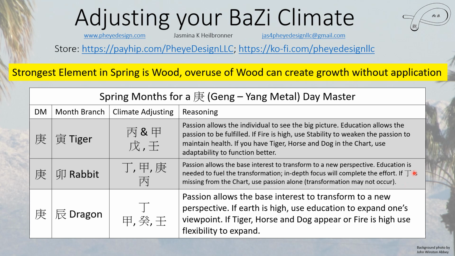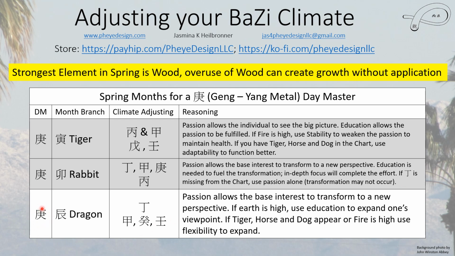Now, if you are missing the Ding from your chart, you just don't have it even in the hidden stems, then you basically use passion alone. Sometimes the transformation might not occur, but it is still fairly satisfying. It isn't as satisfying as something where you can actually transform, but maybe it will happen in the future. And so it's not quite as satisfying, but it's better than not having it.